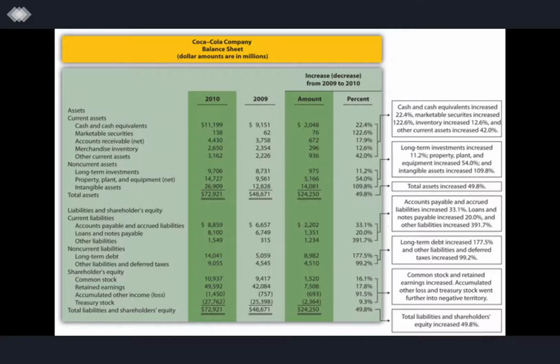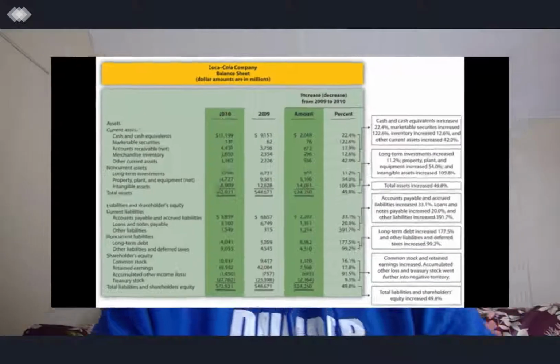But just this picture that I pulled only had 2, and I thought Coca-Cola would be a good example for us to look at. So yeah, that's our trend analysis and our ratio analysis examples. Now we're going to look at what the AICPA has to say about analytical procedures.